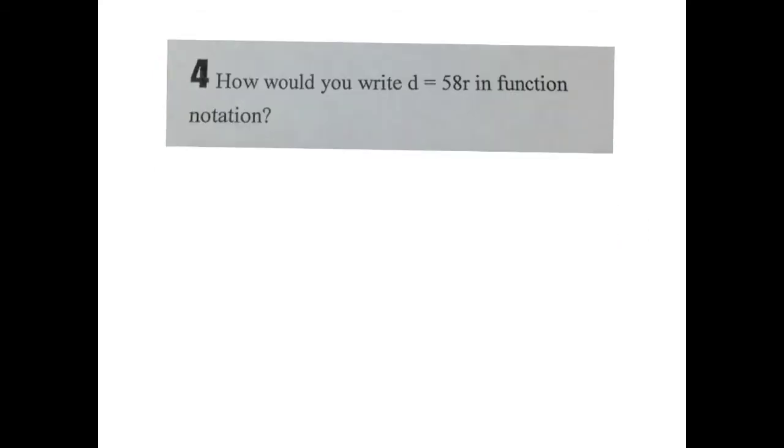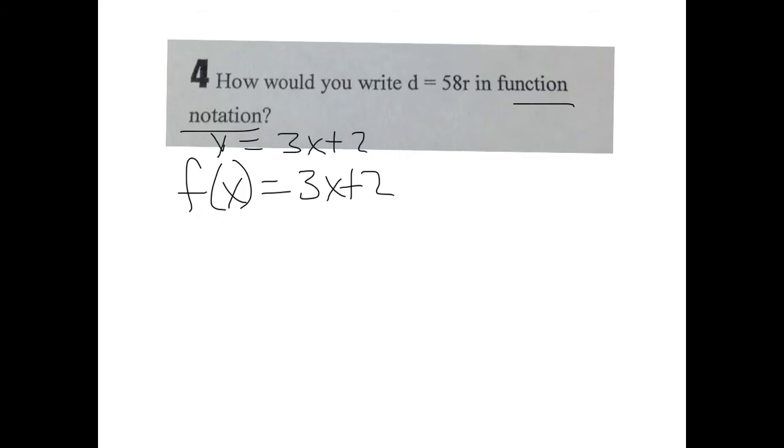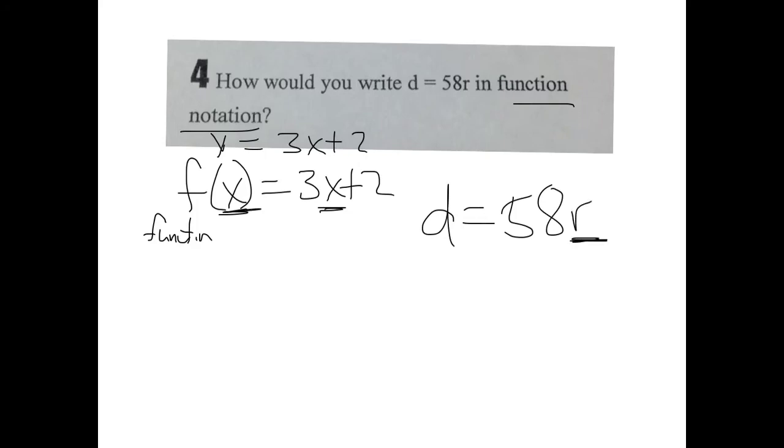How would you write d equals 58r in function notation? And what we've learned so far this year is that function notation is f of x equals, here's just an example, 3x plus 2. So this is what function notation looks like. It's where you took y equals 3x plus 2, and function notation just uses one letter, the x. This f actually stands for the word function, so it's not a variable. So it says the function of x equals 3x plus 2. So when we change this one out, d equals 58r, we have to write this in terms of just r. So the d will go away, and it will just become a function of r equals 58r.